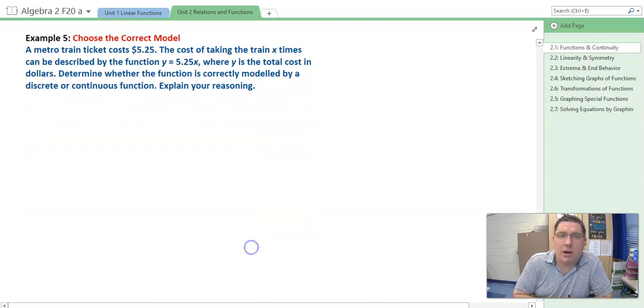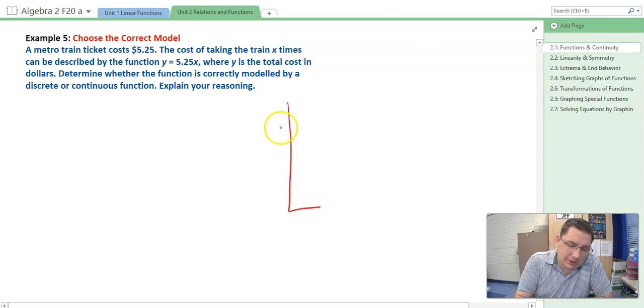And choosing a correct model based on understanding if it's going to be discrete or continuous. And so a metro train ticket costs $5.25. The cost of taking the train x times can be described by the function y equals 5.25x, where y is the total cost in dollars. And we want to determine whether the function is correctly modeled by a discrete or continuous function. And explain your reasoning. So again, this one's not even actually asking us to graph it.